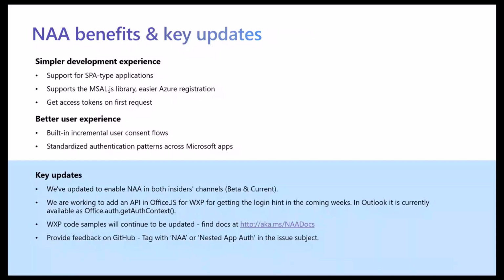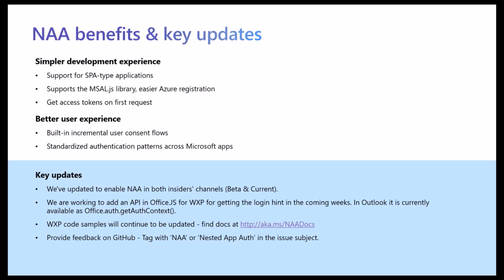We aim to provide a simpler development experience by supporting the SPA type applications and the MSAL.js library, which makes your coding much easier. You can also have easier Azure registration, and you can get access tokens on first request. No longer need a middle tier for add-ins to get Microsoft Graph tokens. We also aim to provide a much better experience for users with the built-in user consent flow and standardized authentication patterns across Microsoft apps.